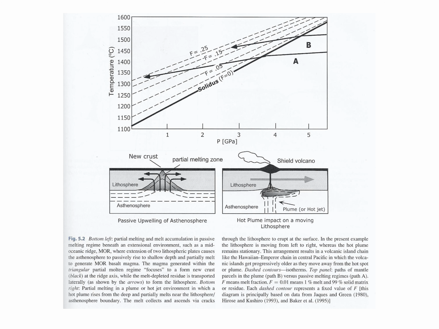The magma generated within the triangular partial molten regime focuses to form new crust at the ridge axis, while the melt-depleted residue is transported laterally, as shown by the arrows, to form the lithosphere. So here we are forming the lithosphere, and that is then our peridotites. These are the residuums of this melt.